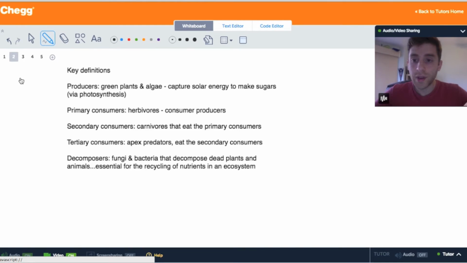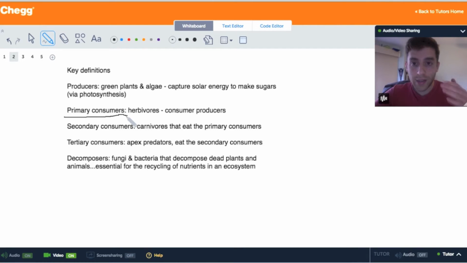So let's define some key things. The first thing is producers. These are just your green plants and algae that capture solar energy from the sun, which we can assume here is infinite, to make sugars via photosynthesis. And then you have your primary consumers. These are the next level that eat the producers. So these are your herbivores because they eat plants and algae. So these are rabbits, deer, anything that eats plants.